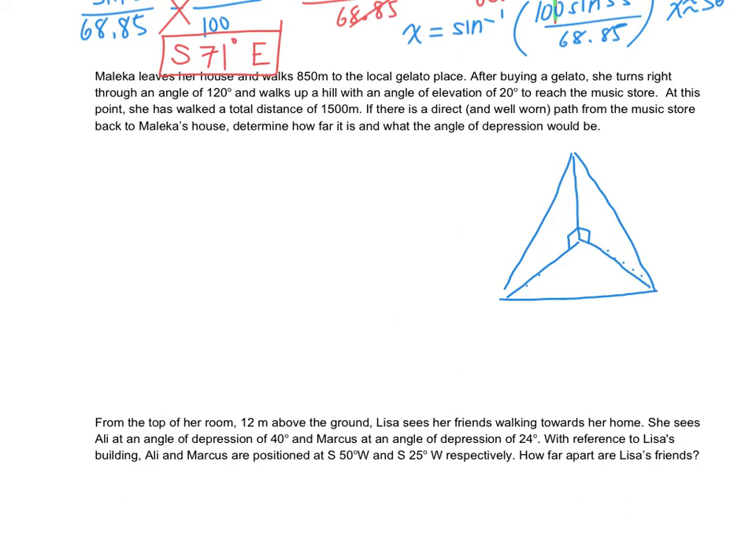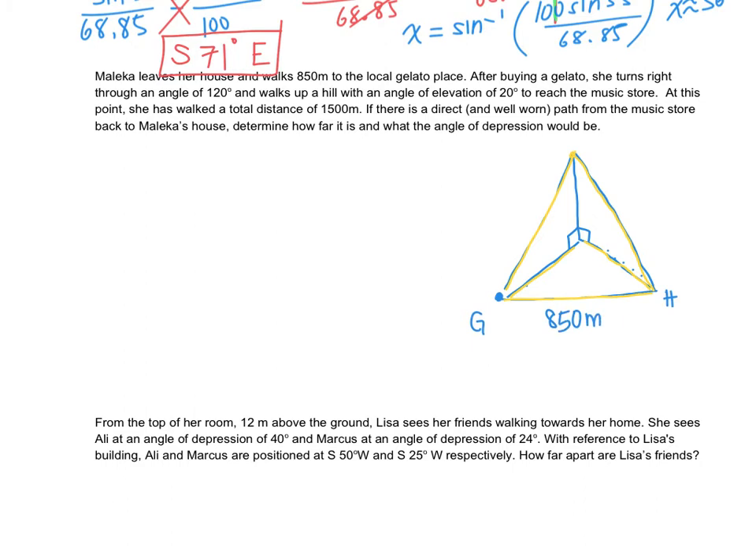Okay, so imagine this is the corner of a box and a piece has been cut off, so you have this triangular region at the front, an empty space. This point is above ground and this base is ground level, elevation 0, let's say. So I'm going to say that Malika is at her house right here. She walks to the gelato place, which is here, and it's 850 meters away.